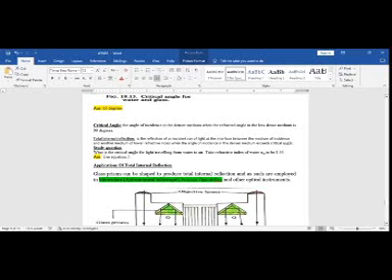What is the critical angle for light traveling from water to air? The refractive index of water is 1.33. What is the critical angle for light traveling from water to air? That's the question.